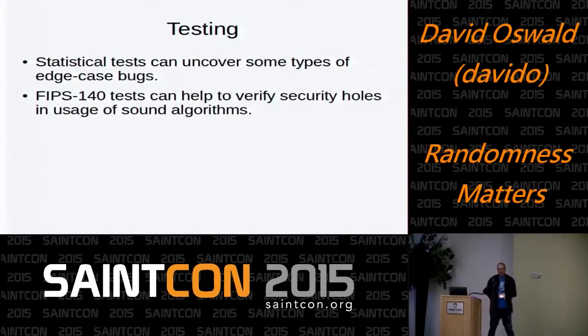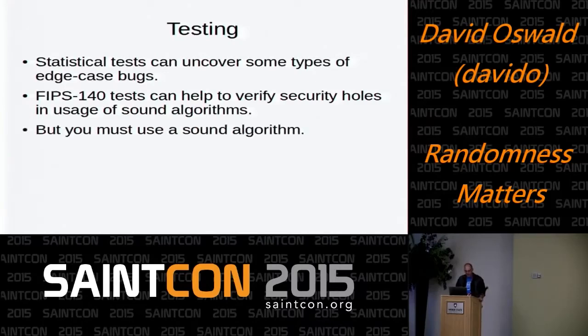FIPS 140 is a government sanctioned protocol, the government sanctioned strictness, I guess you would say, or designation for what can pass as cryptographically secure randomness. And there are a set of FIPS 140 tests, at least in Perl there are, that you can put a cryptographically secure random number generator through. That can be used to verify security holes in sound algorithms, but still it's not perfect. You really need to just use a sound algorithm to begin with, and you need to use one that's well established. Don't invent your own.